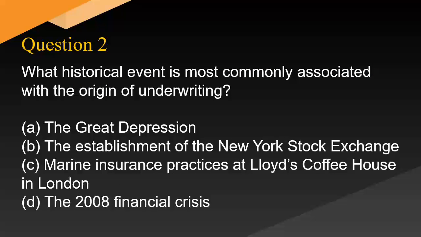What historical event is most commonly associated with the origin of underwriting? A. The Great Depression. B. The establishment of the New York Stock Exchange. C. Marine insurance practices at Lloyd's Coffee House in London. D. The 2008 financial crisis.